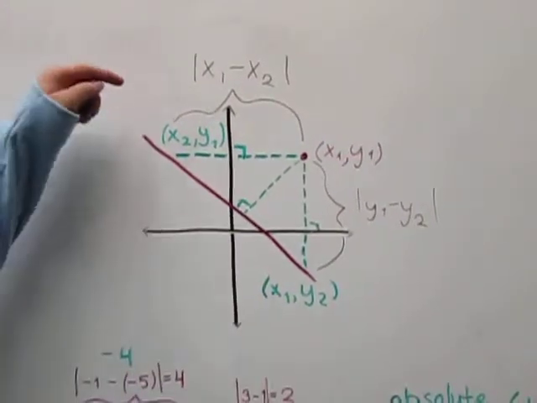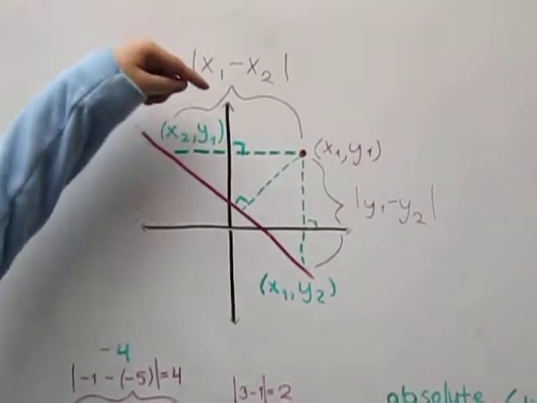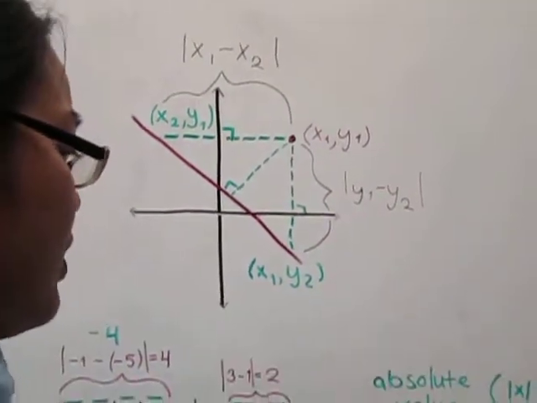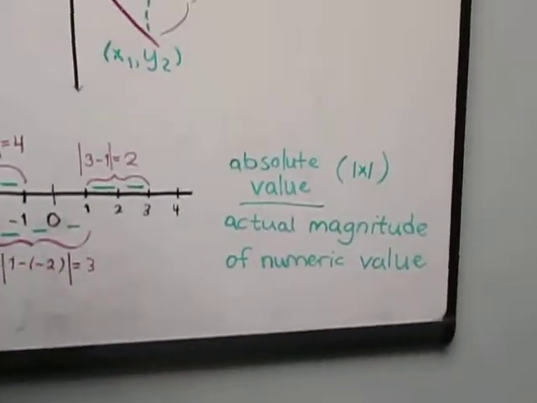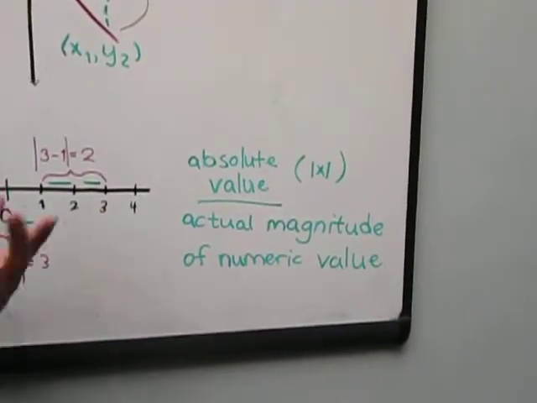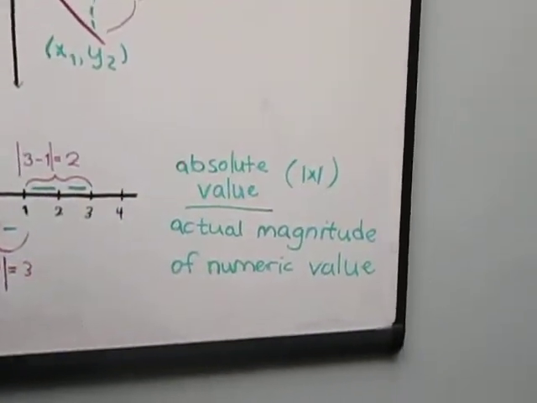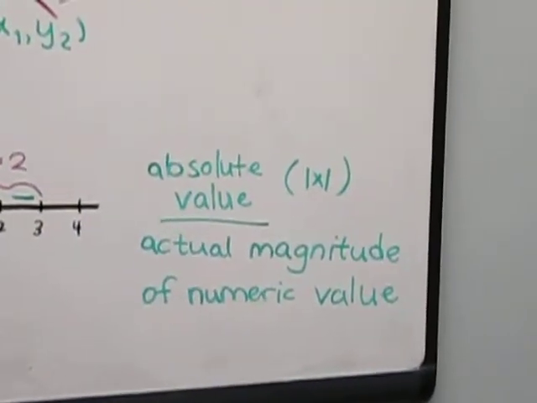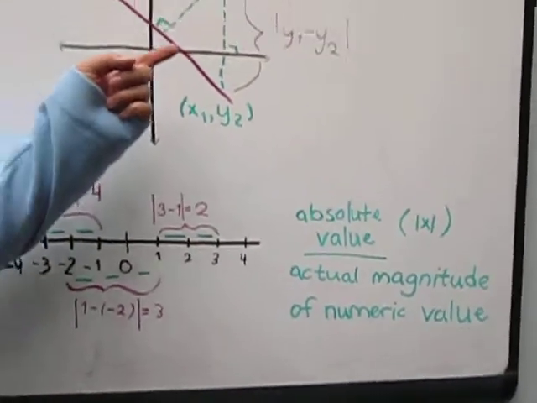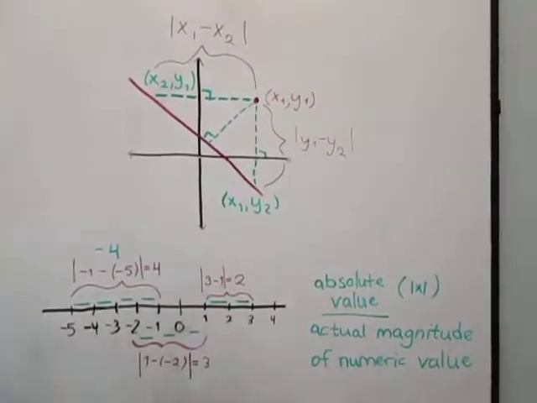Now we said that our distance is the absolute value of x1 minus x2, and the distance of this one is the absolute value of y1 minus y2. We used absolute value, which is the actual magnitude of a numeric value. That is the definition of absolute value, and it's denoted as such, 2 lines going straight down. Now we know that the distance has to be y1 minus y2 because of these examples.